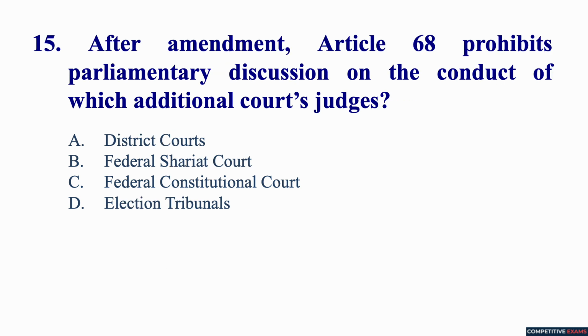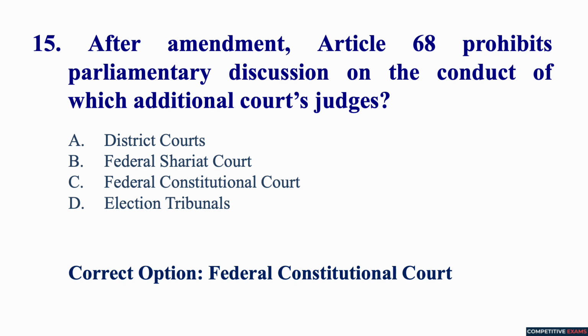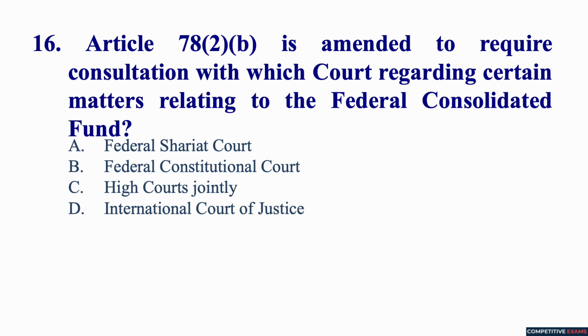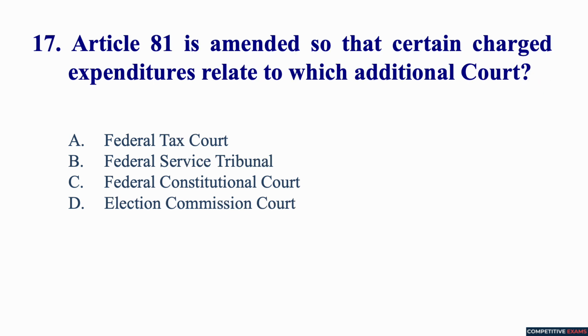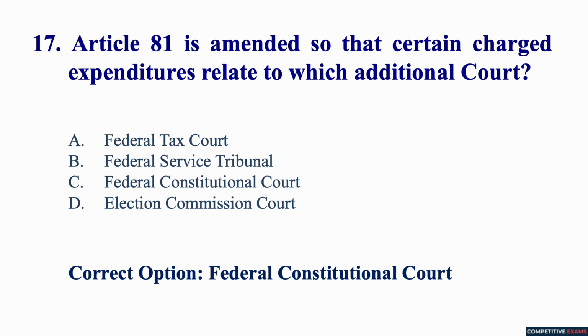After amendment, Article 68 prohibits parliamentary discussion on the conduct of which additional court's judges? Federal Constitutional Court. Article 72(2)(b) is amended to require consultation with which court regarding certain matters relating to the Federal Consolidated Fund? Federal Constitutional Court. Article 81 is amended so that certain charged expenditures relate to which additional court? Federal Constitutional Court.